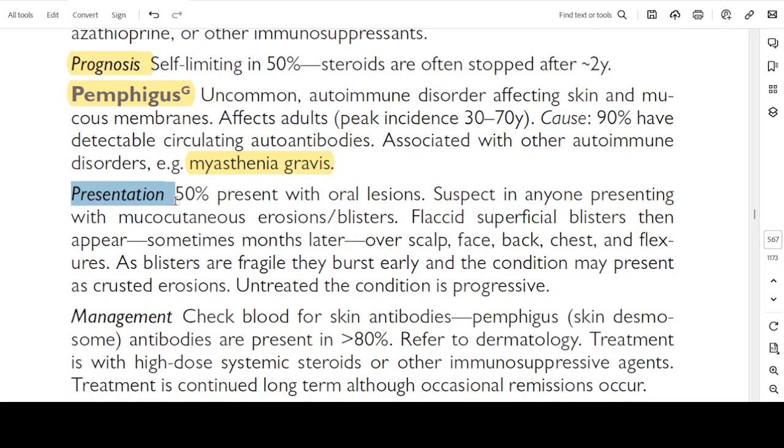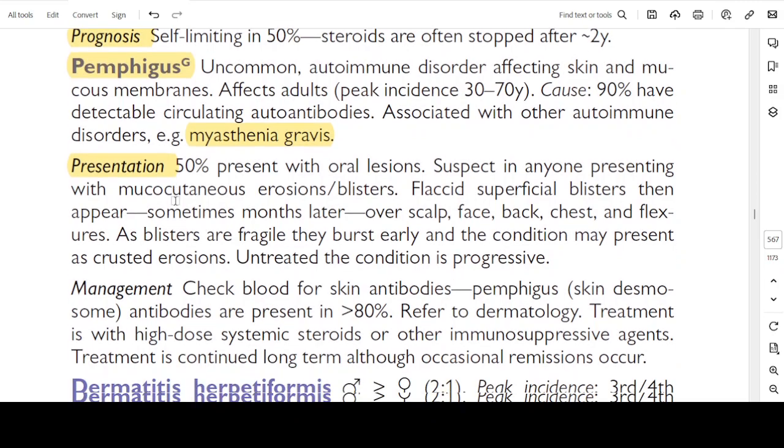Presentation: 50% present with oral lesion. Suspect in anyone presenting with mucocutaneous erosions or blisters. Flaccid superficial blisters then appear, sometimes months later, over the scalp, face, back, chest and flexures. As the blisters are fragile, they burst early and the condition may present as crusted erosions. Untreated, the condition is progressive.